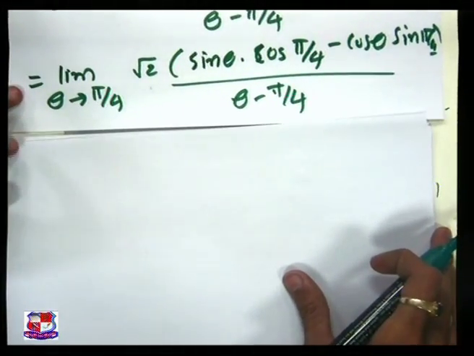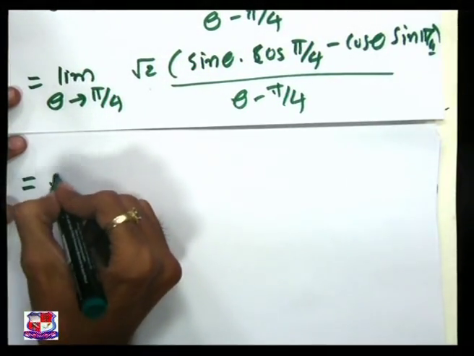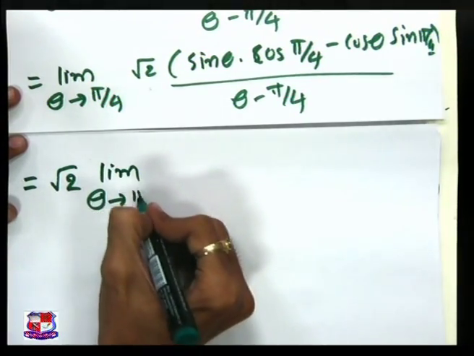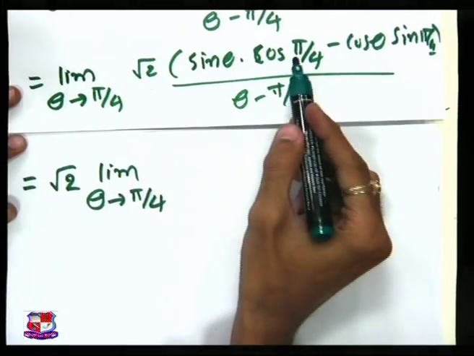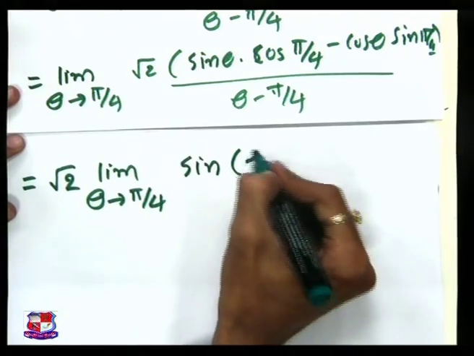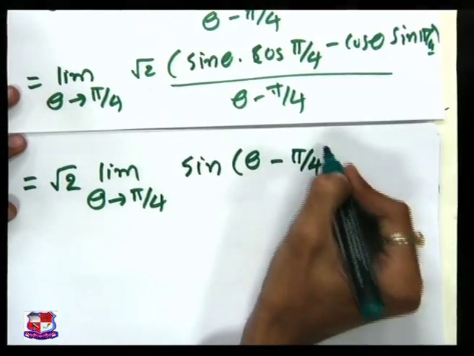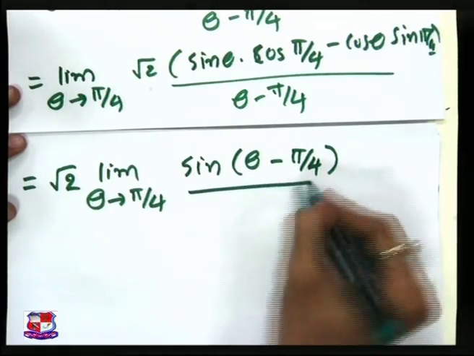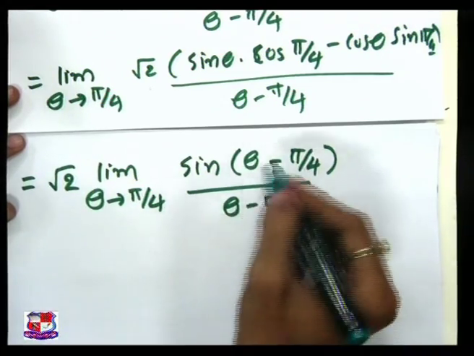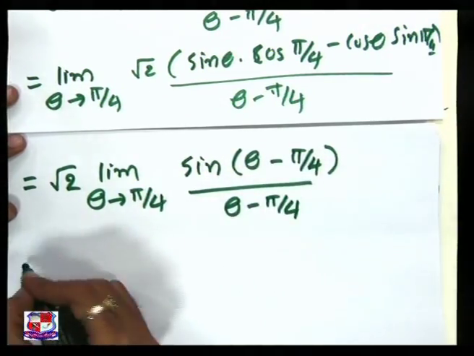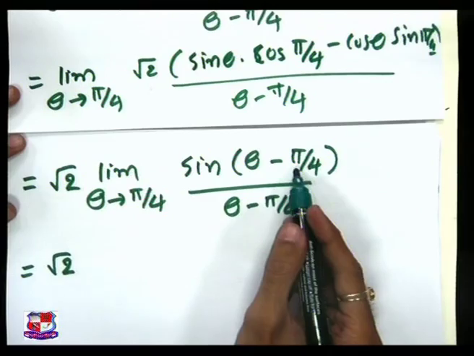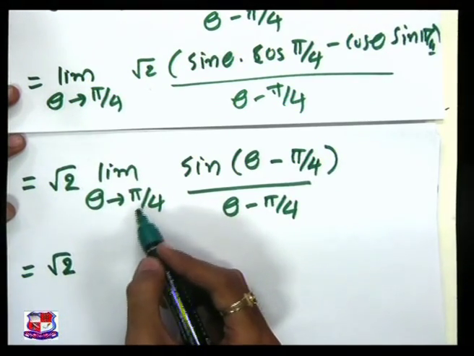This one is equal to root 2 will come out, so limit theta tends to pi by 4, sine alpha into cos beta minus cos alpha into sine beta, that is equal to sine alpha minus beta upon theta minus pi by 4. So if we put theta minus pi by 4 is equal to t here, this one is equal to root 2. If we take theta minus pi by 4 is equal to t, then if theta tends to pi by 4 then t tends to 0.